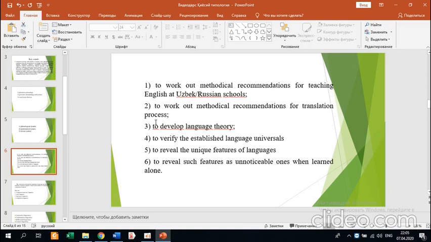Comparative typology is a branch of linguistics, and it is closely linked with all linguistic levels of analysis. We will study the structure of modern English, Uzbek, and Russian as to phonological, morphological, lexical, and syntactical systems.